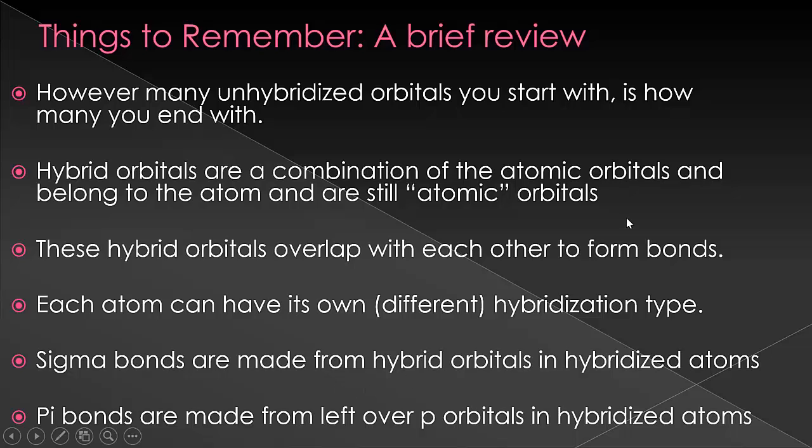Now, hybrid orbitals are a combination of atomic orbitals, and they belong to the atom, and they're still atomic orbitals. Those hybrid orbitals are what's going to overlap to form bonds, and they're going to form our sigma bonds. Different atoms will have different hybridization types, even within the same molecule. You look at each atom separately when you're talking about hybridization. Sigma bonds are going to be made from the hybrid orbitals in hybrid atoms, and pi bonds are made from the leftover p orbitals in the hybrid atoms.